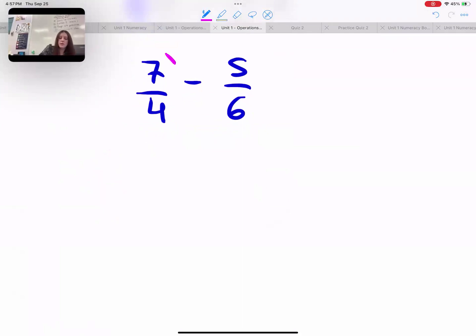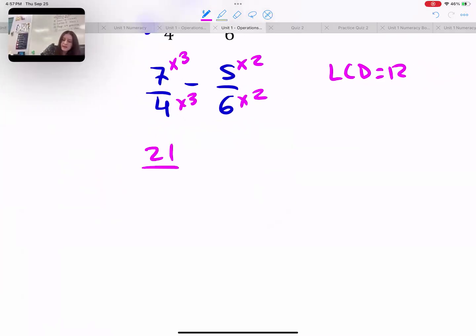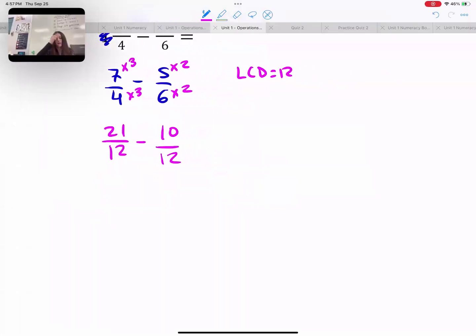So now I'm going to times this by 3, times by 3, because my lowest common denominator is 12. And then times this by 2, times this by 2. That's going to give us 21 over 12. And then that is going to be 10 over 12. And then I can successfully finish this one right here. So this is my final answer.